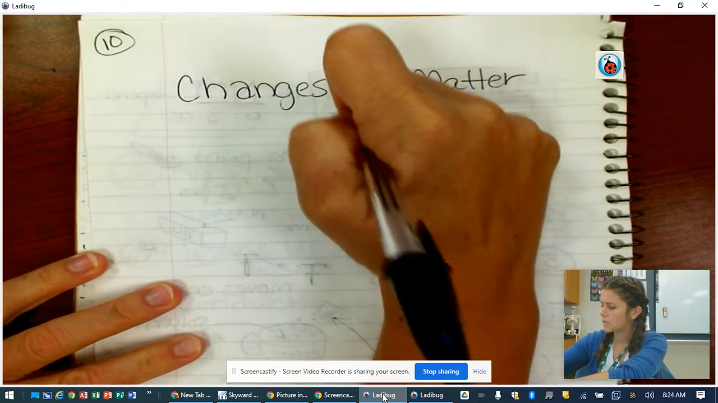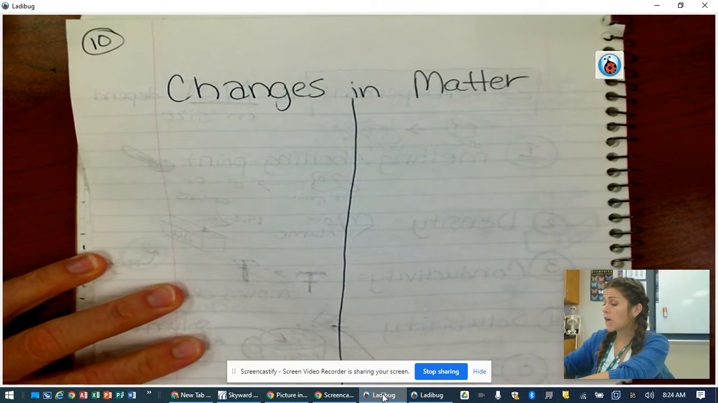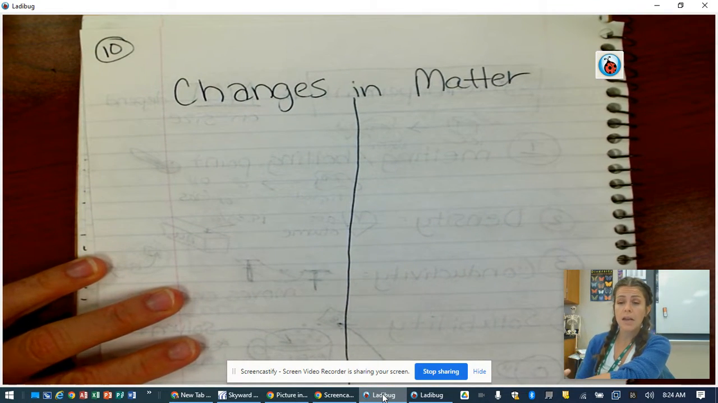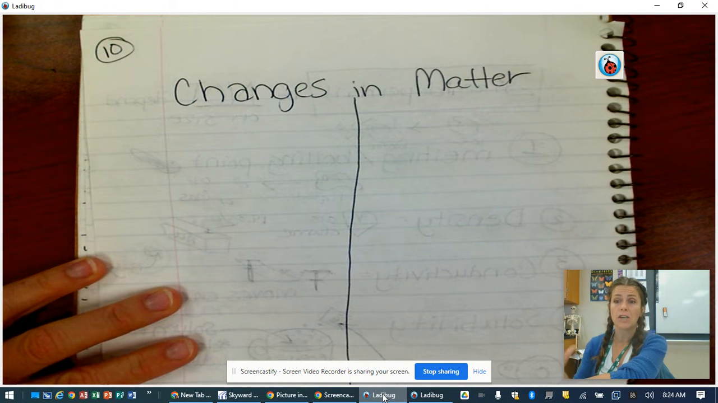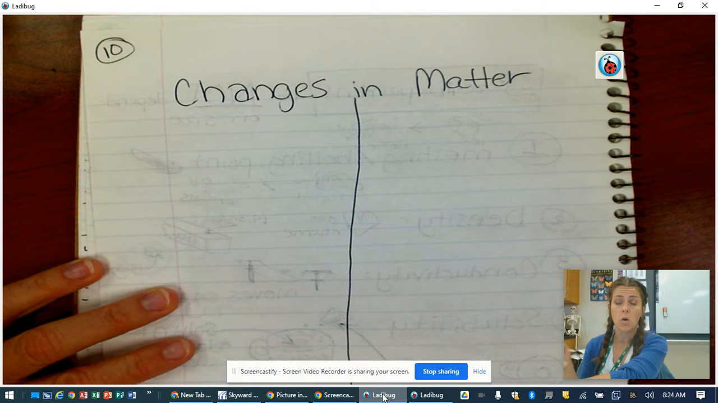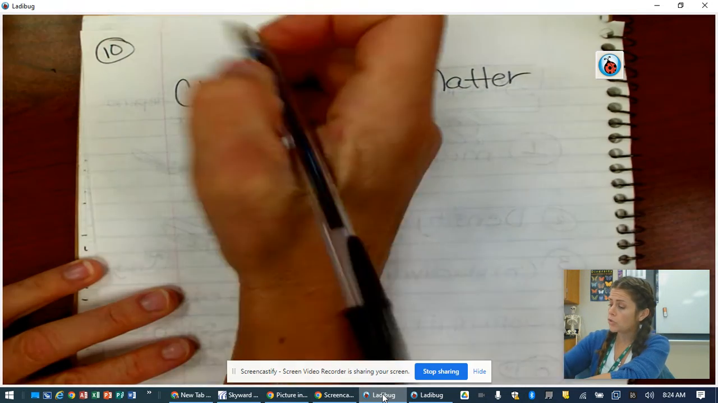So we've talked about physical properties. We haven't talked about chemical properties yet. Now, physical properties are anything we can observe or measure. Chemical properties are just properties that you observe when a chemical change appears. So that's the biggest difference. You can only see a chemical property as a chemical change is happening.